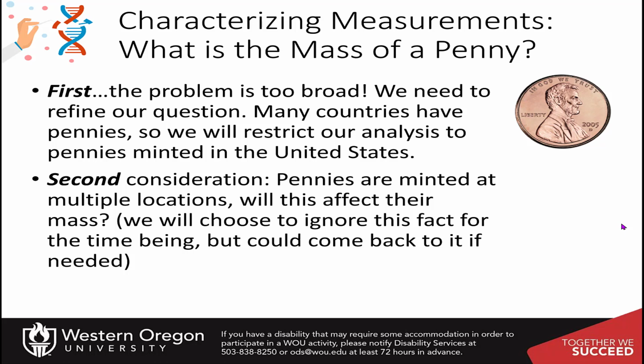So the second consideration that bounces from that then is that pennies are minted at multiple locations. Will this affect their mass? Should we choose to just use one location that is minting pennies and get the average mass there? Or can we ignore that? So we're going to ignore this fact for the time being, but we can come back to it if we find that there is a large deviation in the masses.